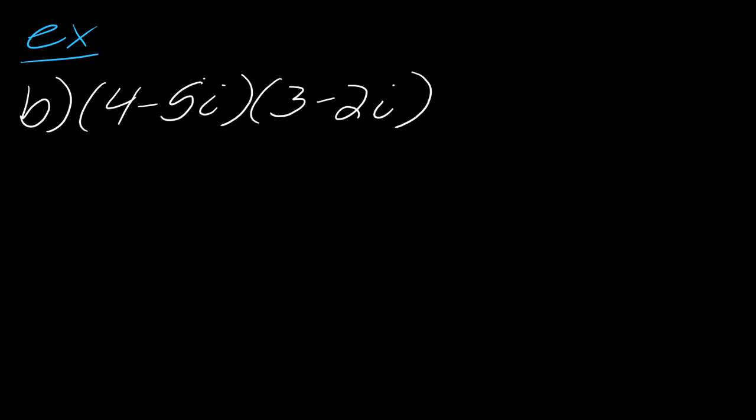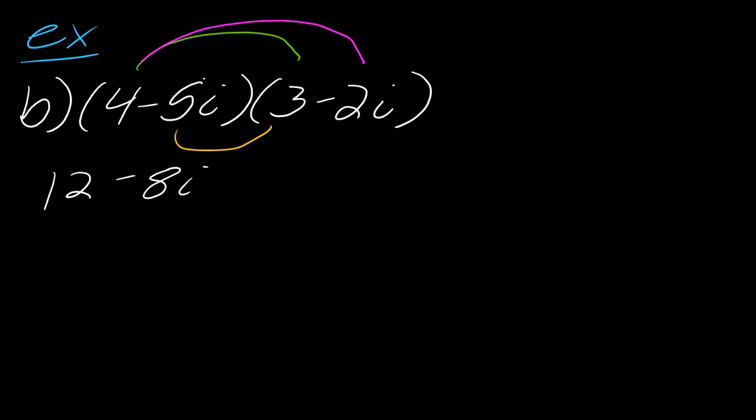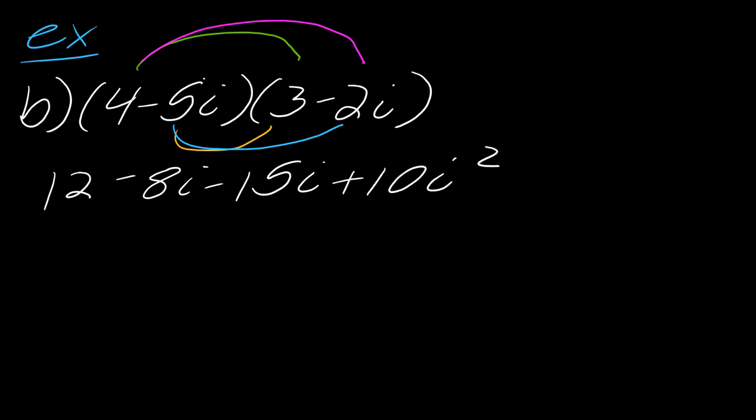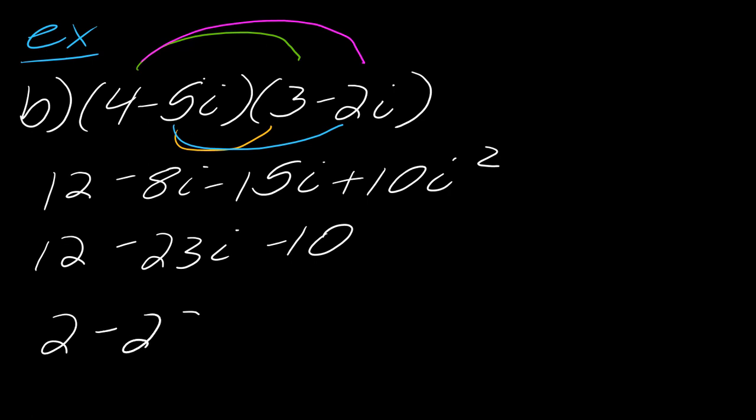Okay, so if I go through and multiply this, let's see, I've got 4 times 3, which is 12. I've got 4 times -2i, which is -8i. I've got -5i times 3, so this is -15i. And this is -5i times -2i, so that becomes plus 10i squared. So this becomes 12, minus 23i, minus 10. So I have 2 minus 23i. That would be the final answer.